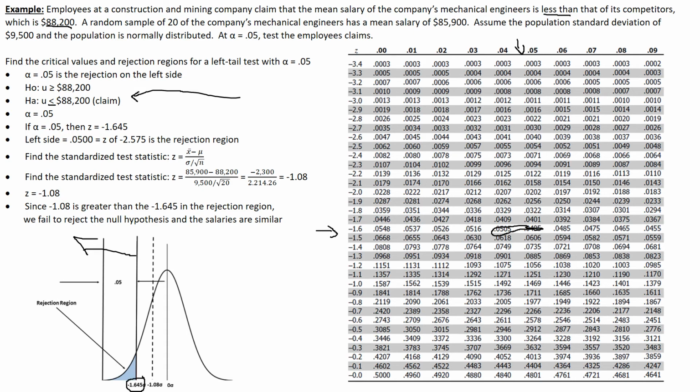So we got to figure out what our z-score is with the sample of the 20 engineers, and then subtract the population mean, which is 88.2. So 85.9 minus 88.2, which is minus 2,300, divided by the deviation, 9,500, divided by the square root of the number of samples, which is 20. And that's negative 2,300 over 2.21426.